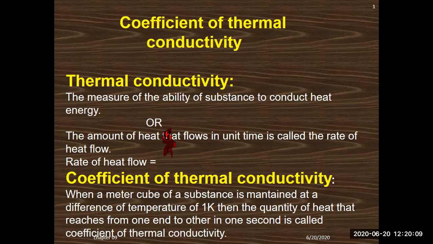Coefficient of thermal conductivity: when a metal cube of a substance is maintained at a temperature difference of 1 Kelvin, then the quantity of heat that flows from one end to the other end in 1 second is called the coefficient of thermal conductivity. What is the difference of temperature between the two ends? That is 1 K. And how much heat energy will be transferred in 1 second? That is basically the coefficient of thermal conductivity. For the transfer of heat there needs to be a temperature difference between the two bodies. Here we have maintained the two ends at a difference of 1 K.